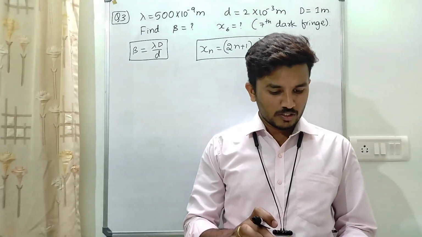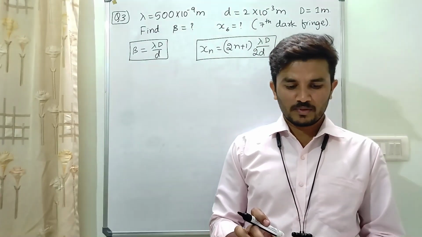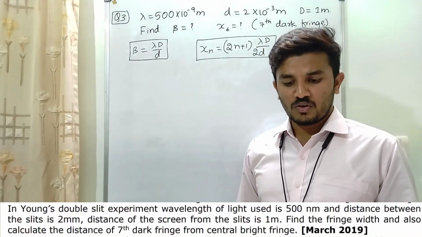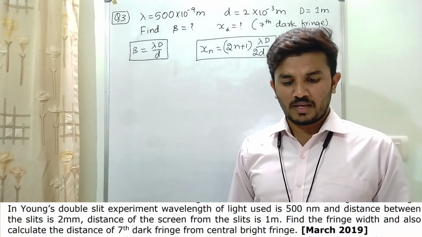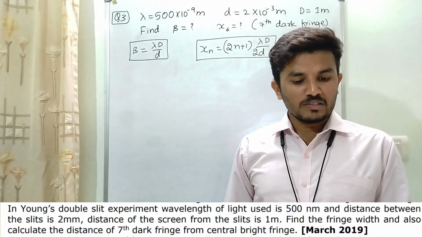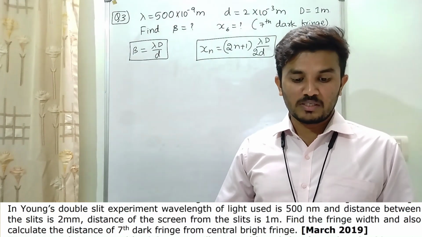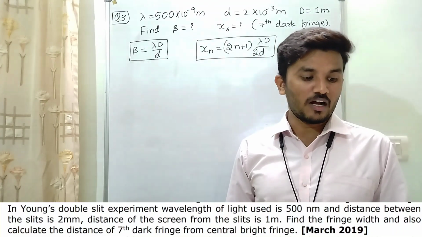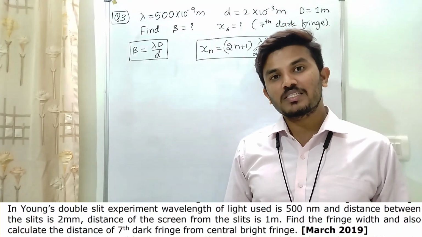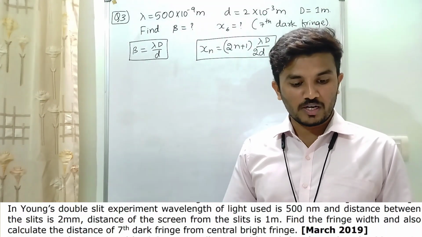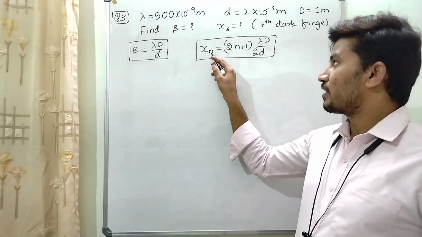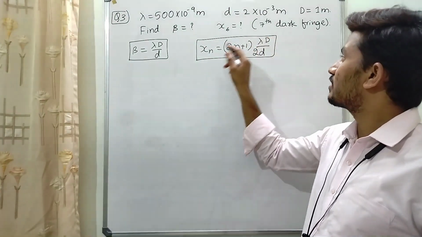Okay, dear students, let us solve the next question. In Young's double slit experiment, the wavelength of light used is 500 nanometer and the distance between the slits is 2 millimeter. The distance of the screen from the slits is 1 meter. Find the fringe width and also calculate the distance of the seventh dark fringe from the central bright fringe. So we need to find out the fringe width as well as the distance of the seventh dark fringe.